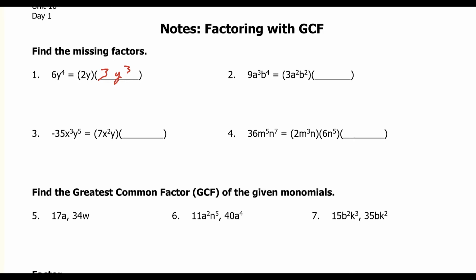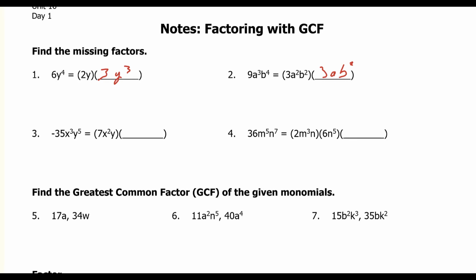Alright, now, on number 2, 3 times, as we all know, 3, and a squared times a by itself, and b squared times b squared will equal 9 to the third, b to the fourth. 3 times 3 is 9, a times a squared is a to the third, and b squared times b squared is b to the fourth.